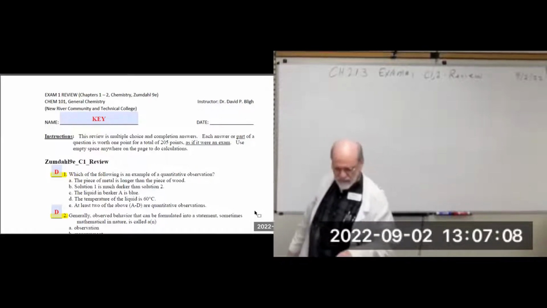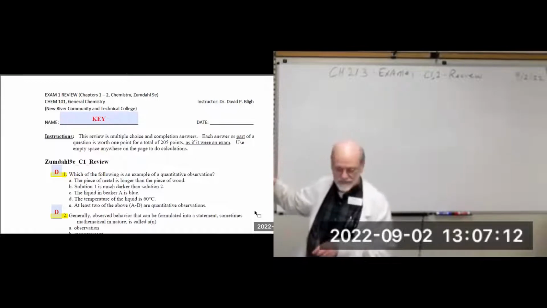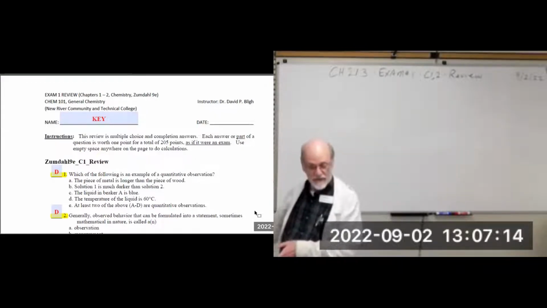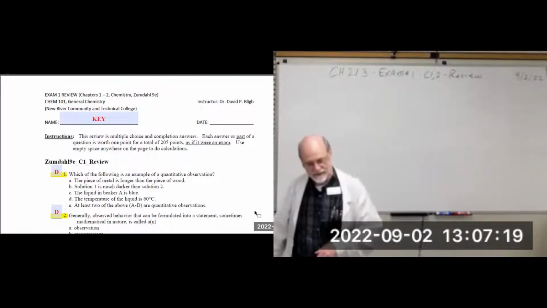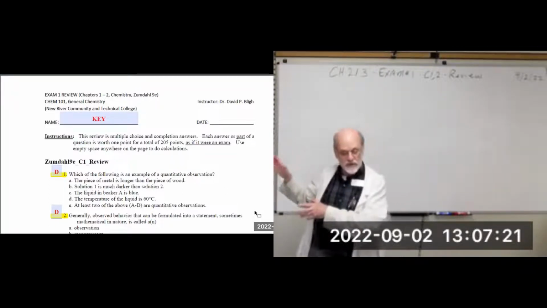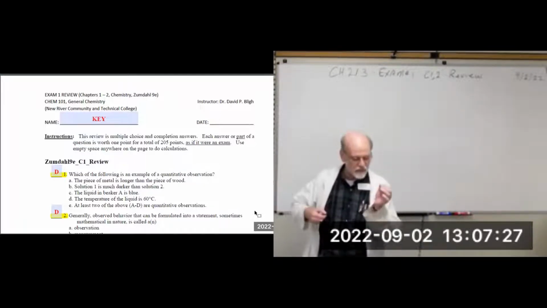Notice what I've done. Besides, well, two things. This is the key, so it's got all the answers in it. Plus, I've highlighted some of them just to keep me from wandering. And those are the ones I'm going to focus on simply because they're unique ideas. I want to make a point.